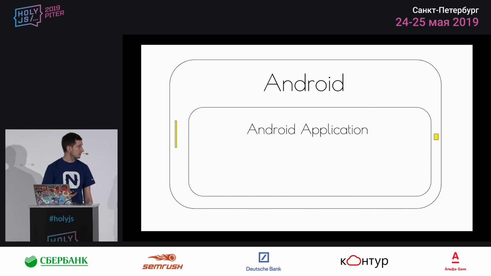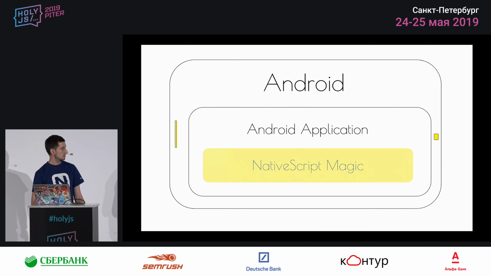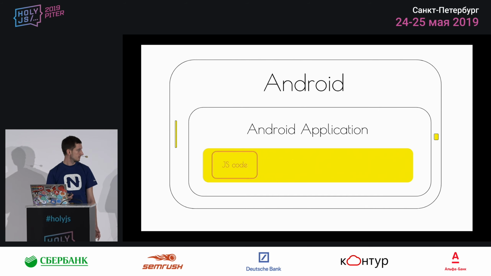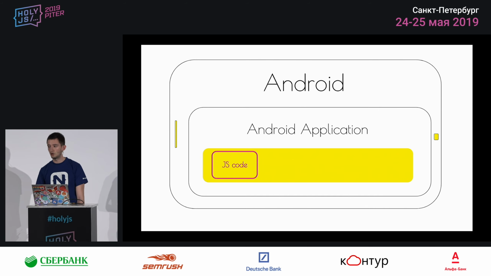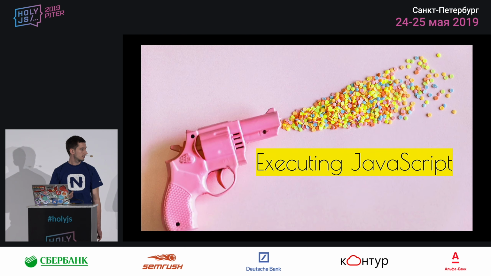At its core, every NativeScript application is just a regular Android application. However, there is some NativeScript magic inside of it. And let's look into that. Of course, we have the developer's JavaScript code, where most of the business logic of the application resides. We have the NativeScript runtime, both the C++ and the Java parts of the NativeScript runtime. And this could be thought of as the glue between V8 and Android's runtime. Yeah, I mentioned V8, and let's talk about who executes the JavaScript.